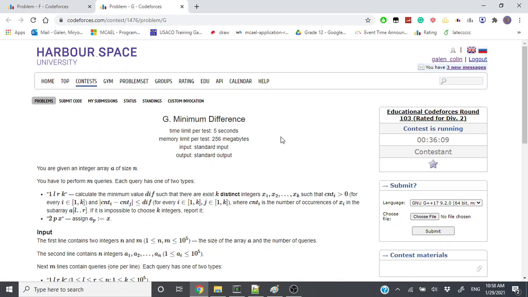So, minimum difference: you're given an integer array A of size N, and you have to perform M queries. Let's see, if there aren't enough distinct integers, then we're done. It seems like Mo's algorithm. No, yeah, it has updates. Shoot, I didn't even realize that. Okay, that's hard then. How do we handle distinct integers with updates?